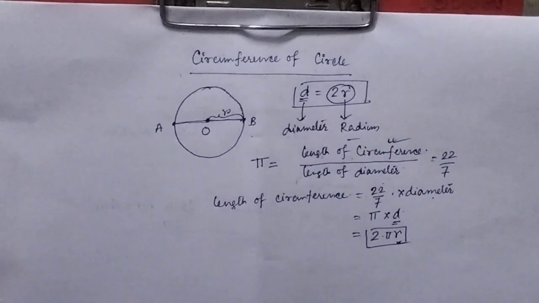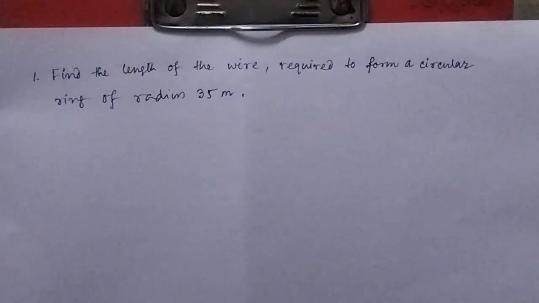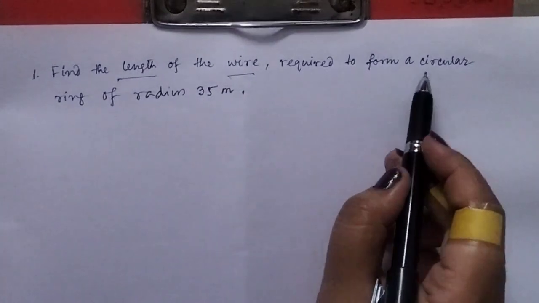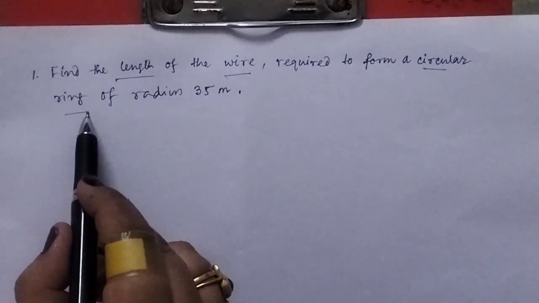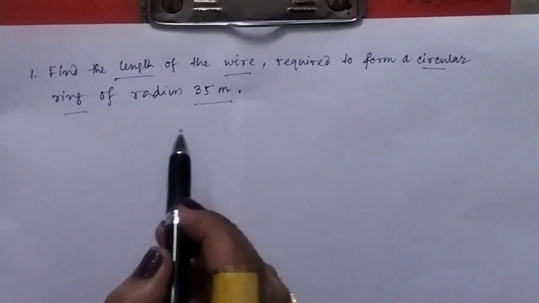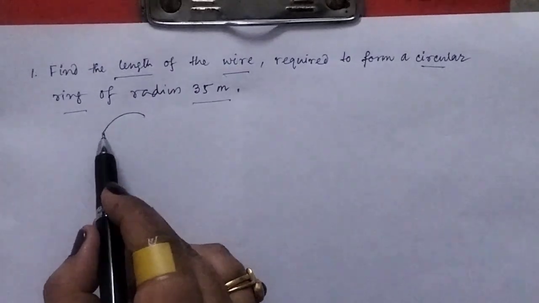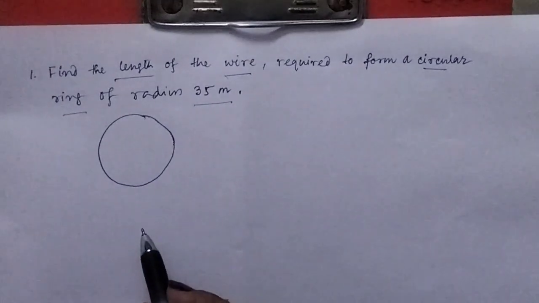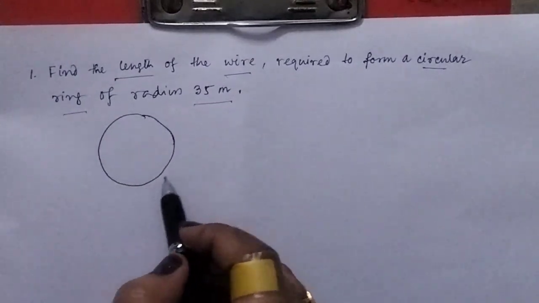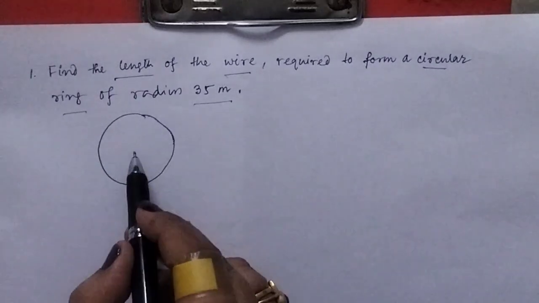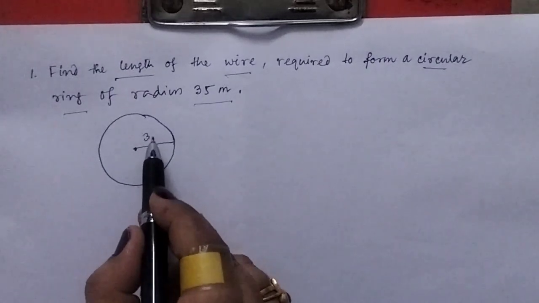Now let's see a few applications on this. Suppose you want to find the length of the wire which is required to form a circular ring, the radius of which is 35 meters. Means you want to get the wire which, when is bent to form a circular ring, then it makes a circle with the radius 35 meters.